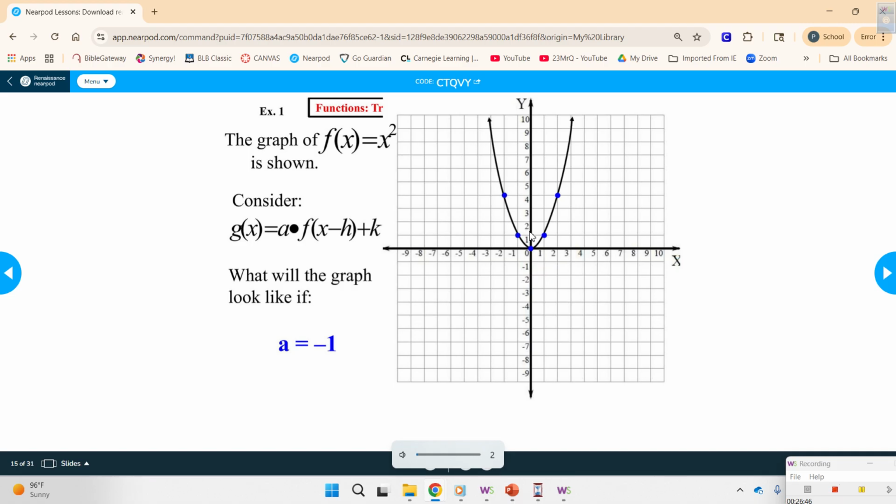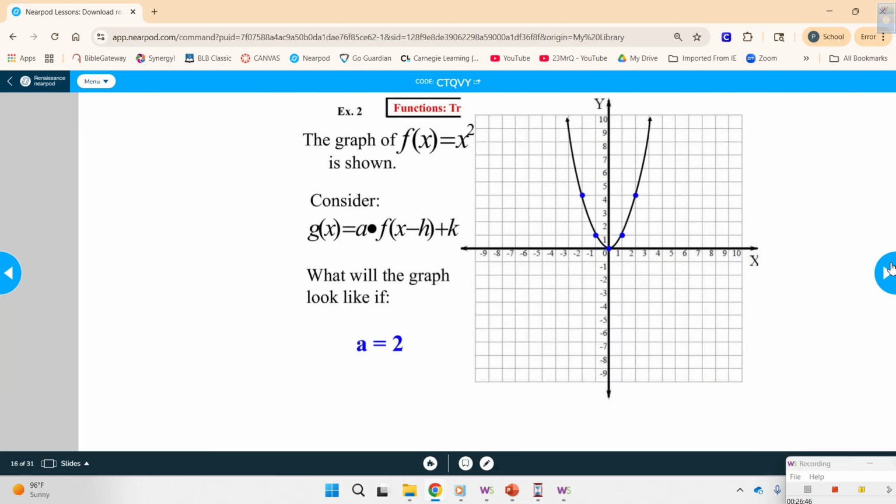All right. Go over here with, let's see. What happens when A is negative 1? It flips. Hands if you agree with that. That is correct. It flips. Go to the next one.